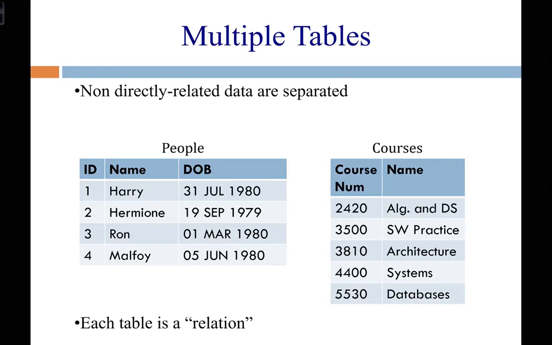And then unrelated data is put into another relation. So I have here maybe another relation called courses, where these two things are directly related: the course number and name. CS 5530 is directly related to the name Database Systems. They are not directly related to any of these people, but they could make sense to be in the same database because one of these persons might be able to enroll in one of these classes or teach one of these classes. So the name Harry and his date of birth has nothing directly to do with, like, CS 2420, but he might be a student in that class. So they're in the same database, separated into different relations. A relation holds only directly related pieces of data.